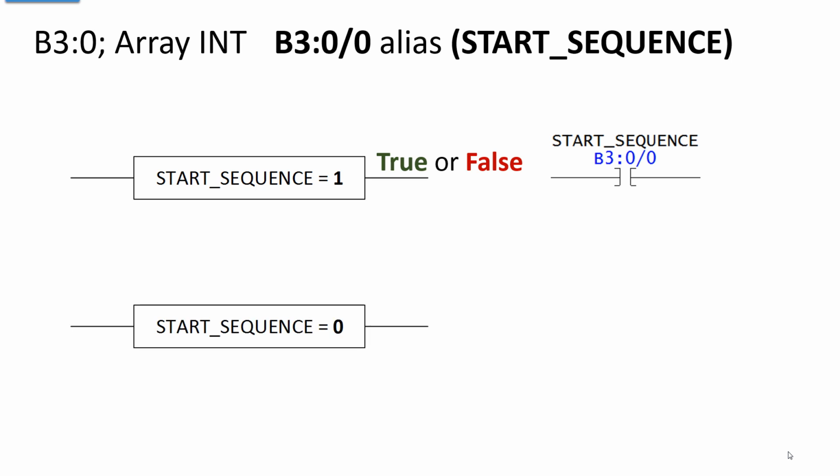Consider another statement, start sequence equals 0, which is also true or false. And this is the instruction that is the equivalent, start sequence equals 0. It's true if off. So we have a true if on, true if off.